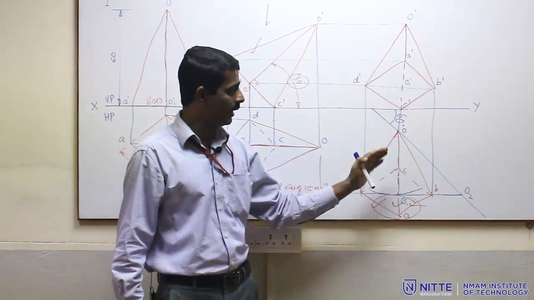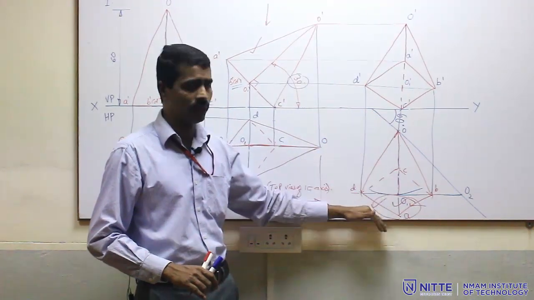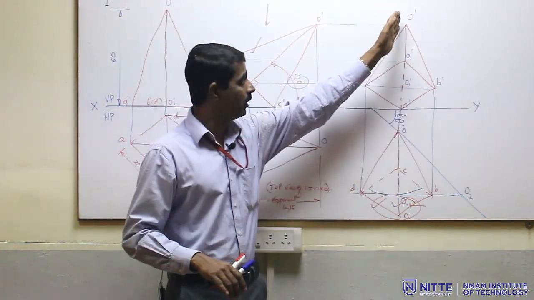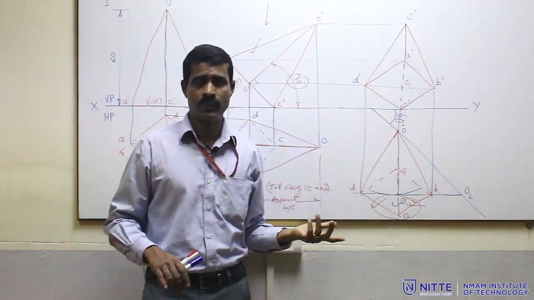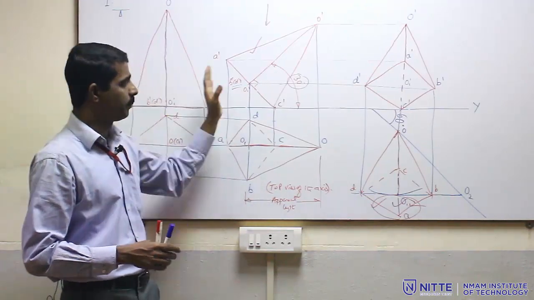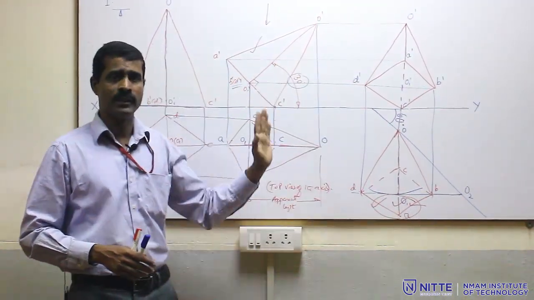The same problem we can modify with the base nearer to the vertical plane, or the apex nearer to the observer, then this base cannot be visible, rather O dash C dash may be visible there. So this is how the problem can be modified. Any problem on pyramids for these kinds of conditions is solved in a similar way.